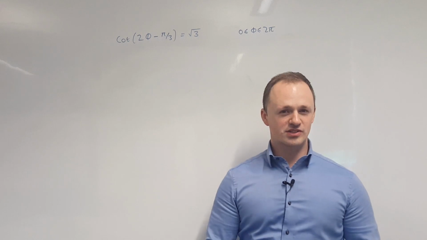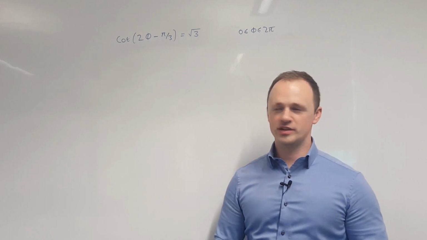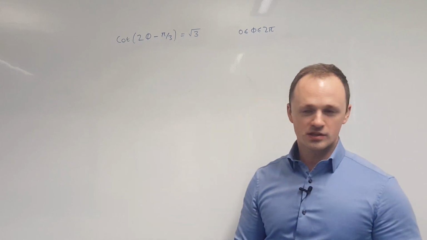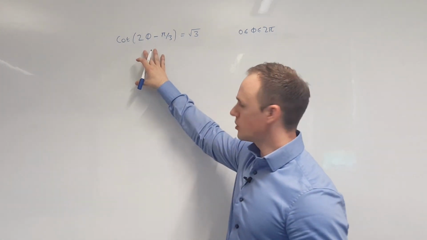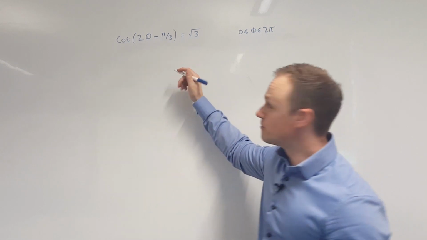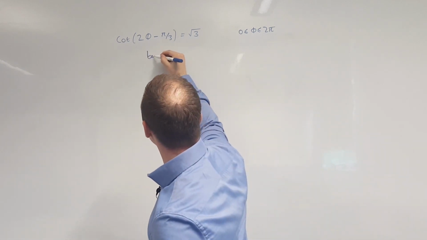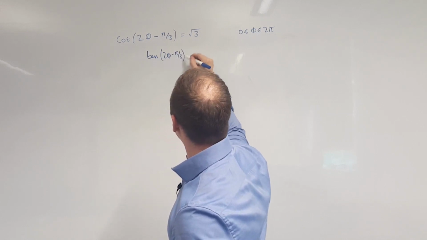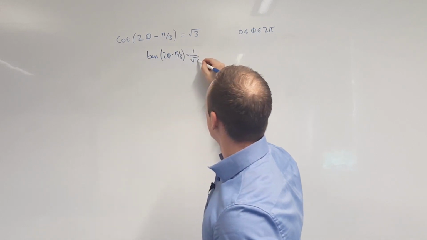Okay, in this example, we're going to solve cot of 2 phi minus pi over 3 equals root 3 in the interval 0 to 2 pi. To start with, we're going to use the fact that cot of something is 1 over tan of the same thing and take the reciprocal of both sides. That gives us tan of 2 phi minus pi over 3 equals 1 over root 3.